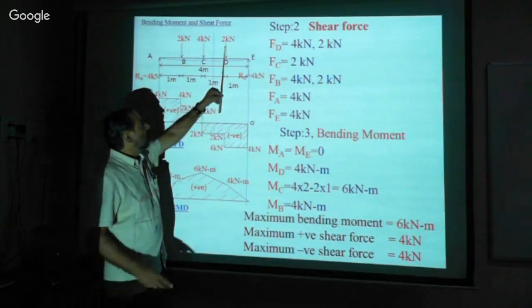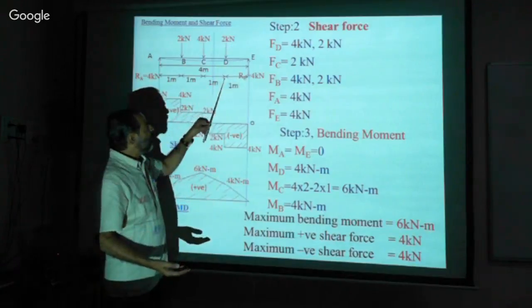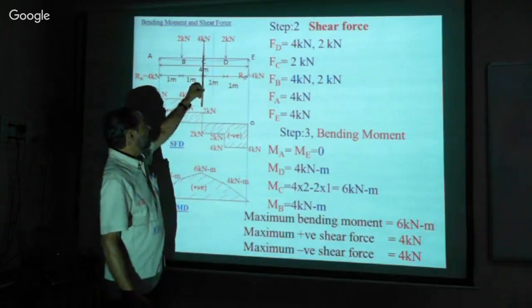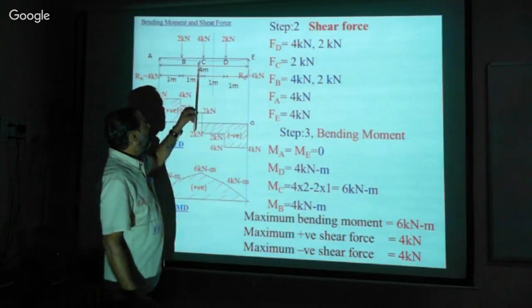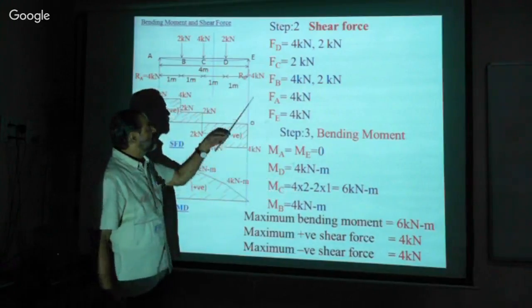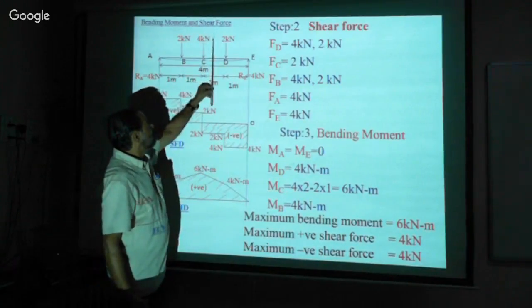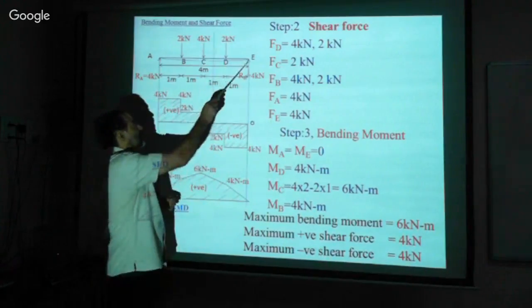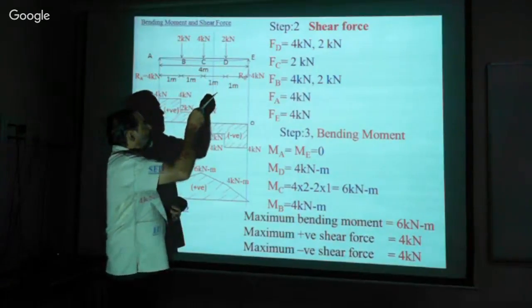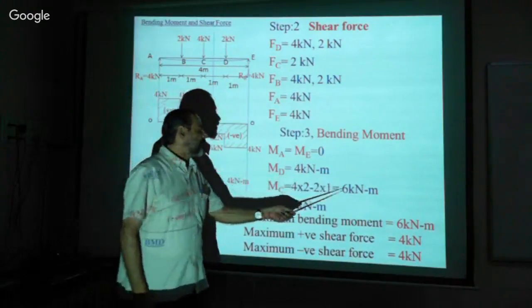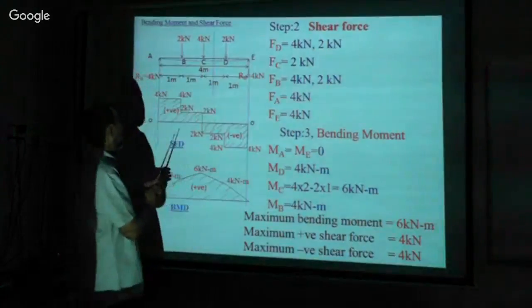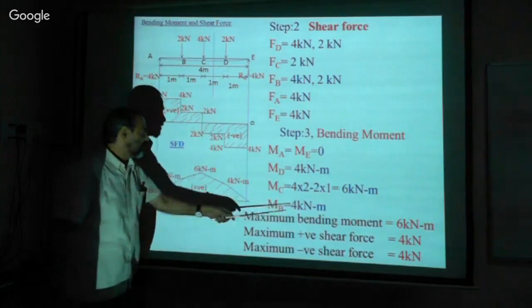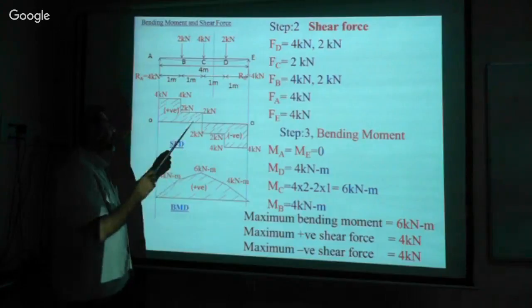Now see, very simple. Consider the right section. 4 multiplied by 1, it is 4 kN. If you consider C, 4 multiplied by 2 meter distance, that is anti-clockwise. And this is 2 into 1, that is clockwise. One is anti-clockwise, the other one is clockwise. Therefore, we will get 6 kN·m. And similarly, at B also, consider the left section, 4 into 1 kN·m. Now that completes the computation part.